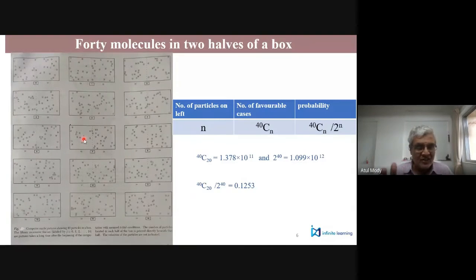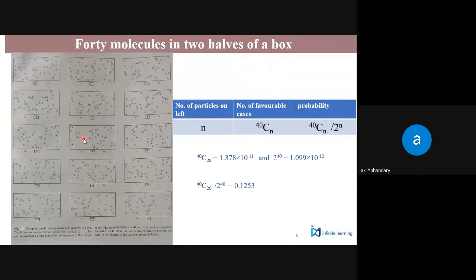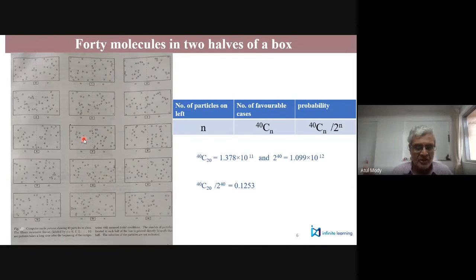It would be interesting to see what happens if you go to the 19 and 21 molecules combination, or 18 and 20. But I'm showing you the calculation for 15 and 25. So one half 15, the other half 25. That probability is much smaller, which means as you go off the half distribution, the probability falls very rapidly. So 12.5% is a very high probability compared to any other possibilities.